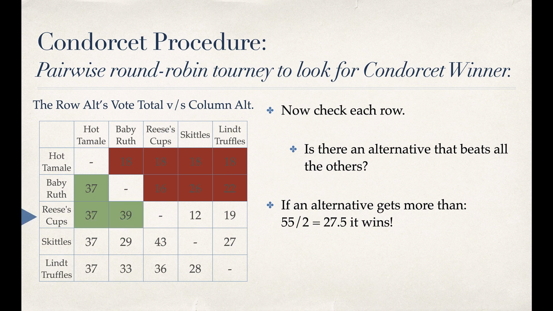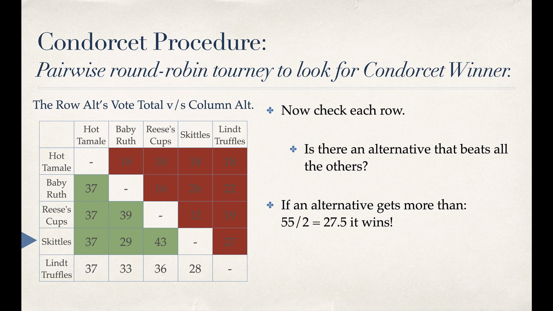Reese's Cups, it wins against Hot Tamales. It wins against Baby Ruth. Both of these vote totals are greater than 27.5, but it loses against Skittles and Lindt truffles. What about Skittles? Well, Skittles wins against Hot Tamales. It's greater than 27.5. It wins against Baby Ruth, greater than 27.5. And it wins against Reese's Cups. It's greater than 27.5. But it just barely lost to Lindt truffles at 27, all right? 27 is not greater than 27.5, so we know it lost that pairwise comparison.